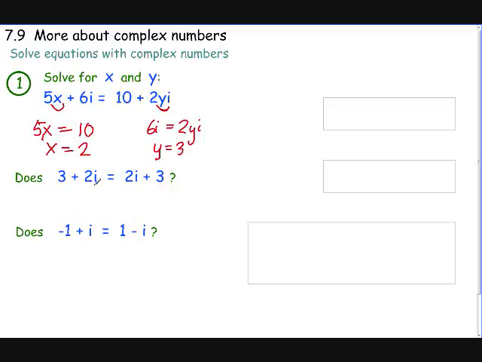Is 3 plus 2i equal to 2i plus 3? Well, here you have to remember the commutative property of addition. Its position, where it is located, will not change its value. So it can commute to the opposite position. So the answer here is yes, these are equal.